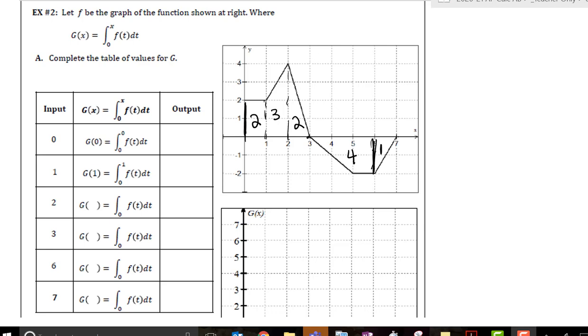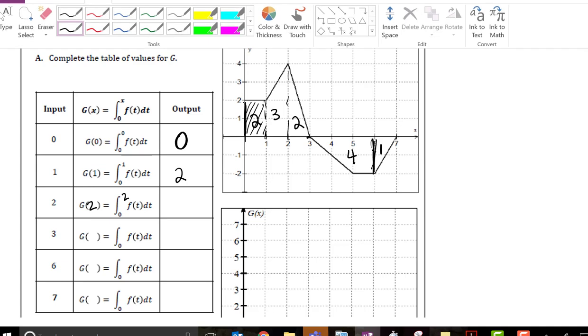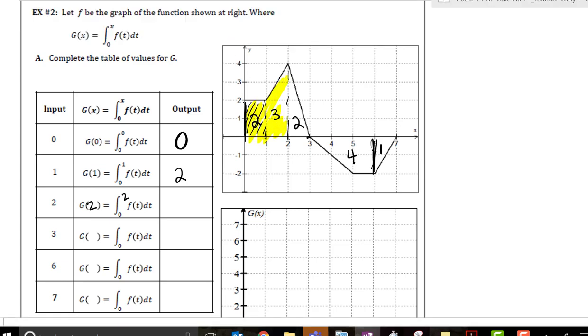When I am starting to plug this in, I know that an input of 0 would be the integration from 0 to 0. From 0 to 0, we've gone nowhere, so my output is going to be 0, zero area. From 0 to 1, that area under the curve is just this first rectangle right here, which has an area of 2. From 0 to 2, we're going all the way to the second one, which is a rectangle and a trapezoid added together, which is a total area of 5.